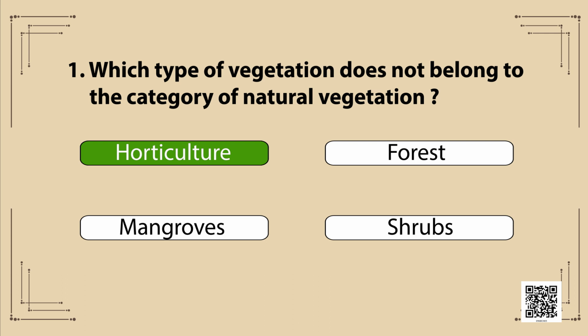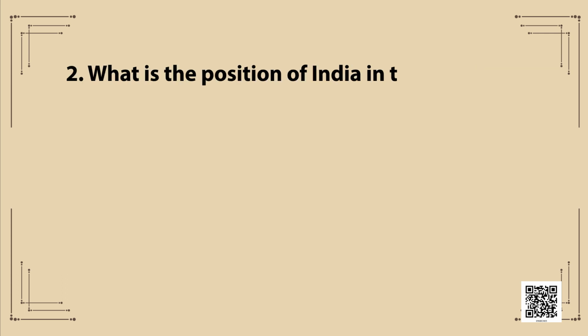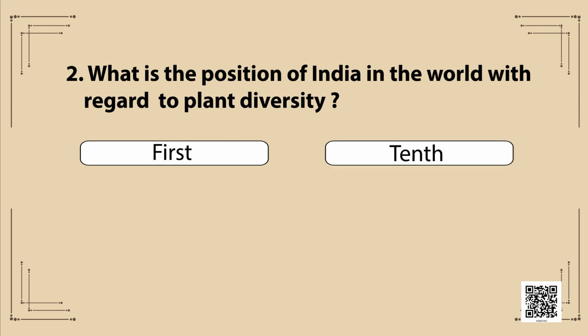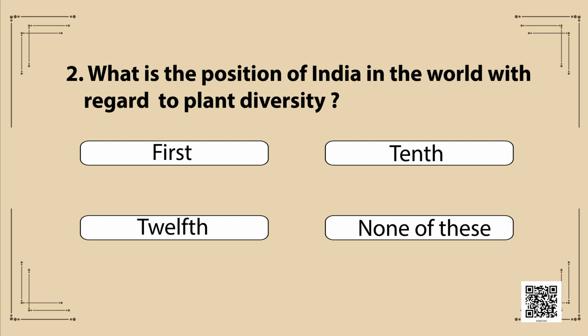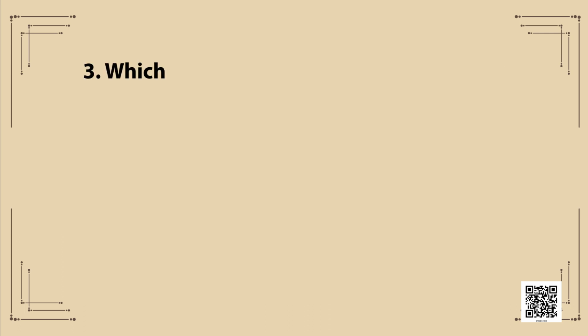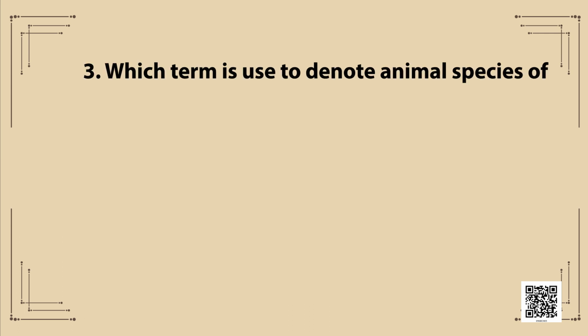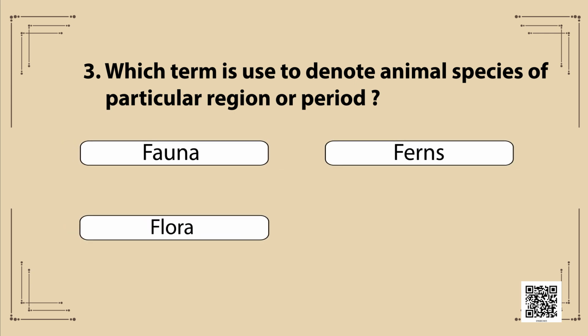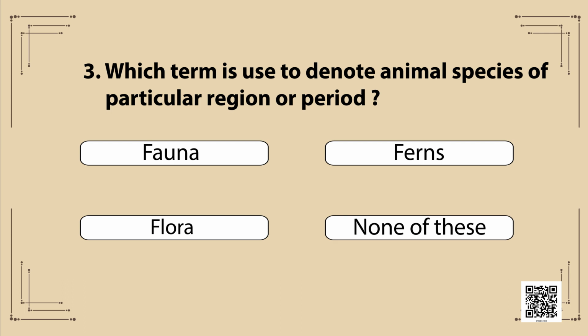The next question is, what is the position of India in the world with regard to plant diversity? The options are first, 10th, 12th or none of these. The correct option is 10th. The next question is, which term is used to denote animal species of a particular region or period? The options are fauna, ferns, flora or none of these. And the correct option is fauna.